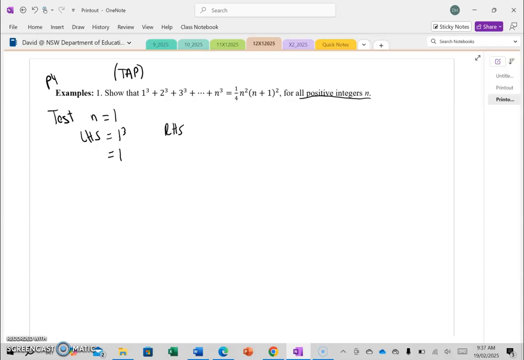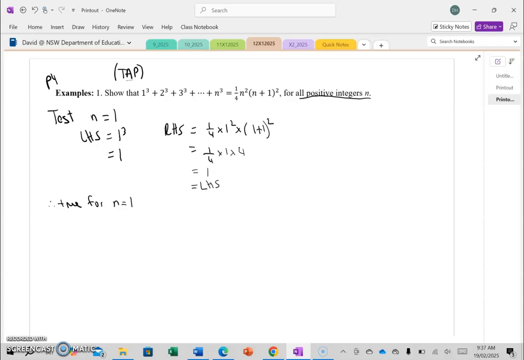Right-hand side, substituting in, so that'll be a quarter times 1 squared times 1 plus 1 all squared, which is 1 quarter times 1 times 2 squared, which is 4, which is going to be 1, which equals the left-hand side. Therefore, true for n equals 1. So that's our base step proven.